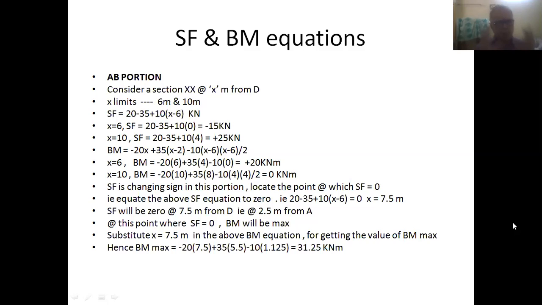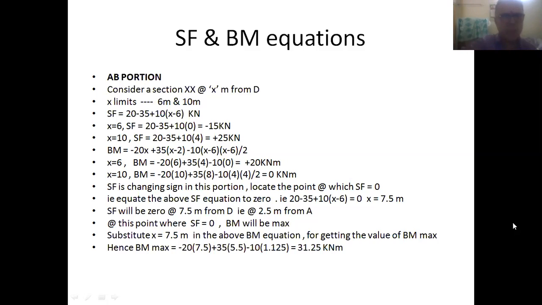These things are to be done not only for this portion, but for all the portions present in all the problems given. So friends, we have come to the last stage. We have done it for the first portion. We have done it for the second portion. Again, here we have done it for the last portion, that is called the AB region.